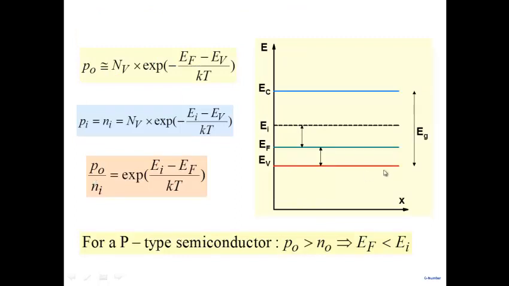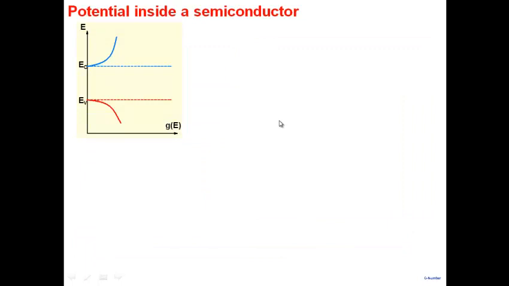All right, so we know something about electrons and holes inside a semiconductor. We know that it depends on the position of Fermi energy with respect to EI. Let's go ahead a little bit more so that we move towards current density and understanding the current voltage characteristics. Let's talk about potential inside a semiconductor. What does EC really represent? EC represents the energy of an electron, and as I said, most of the time my electrons are at the bottom of the conduction band.